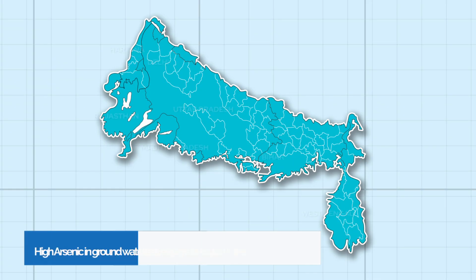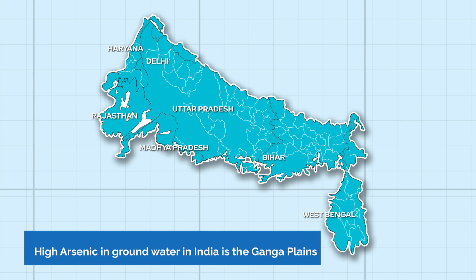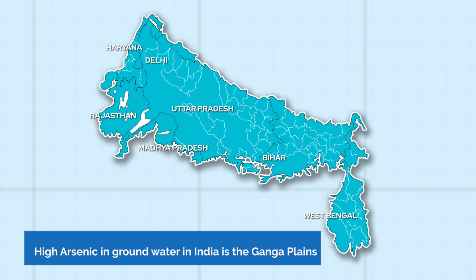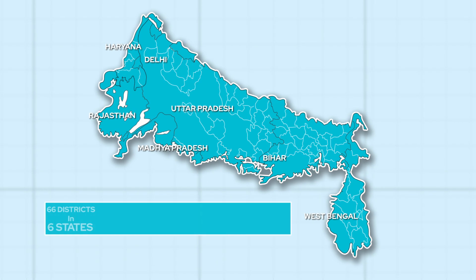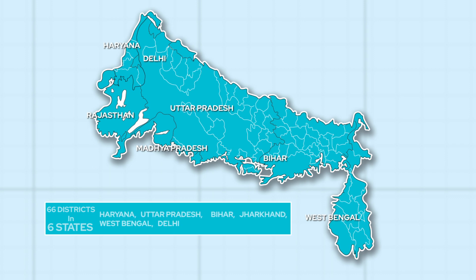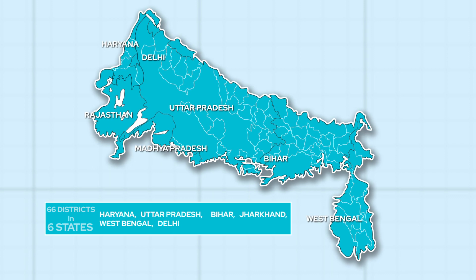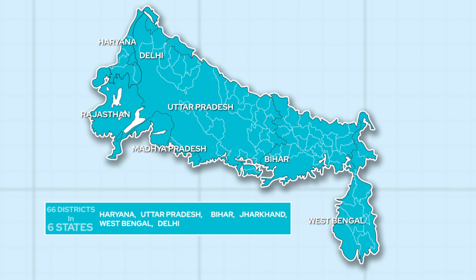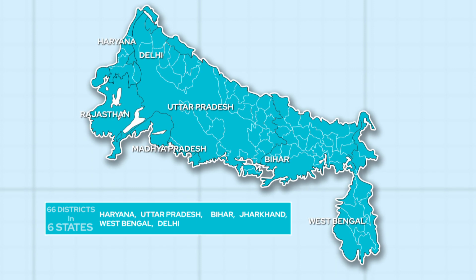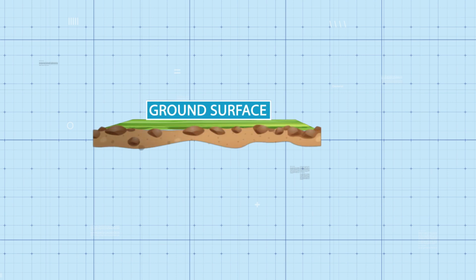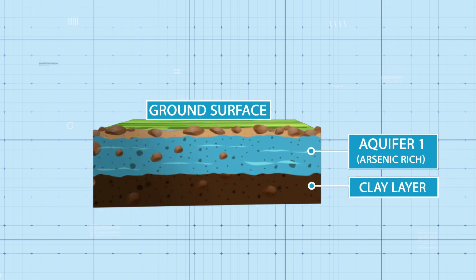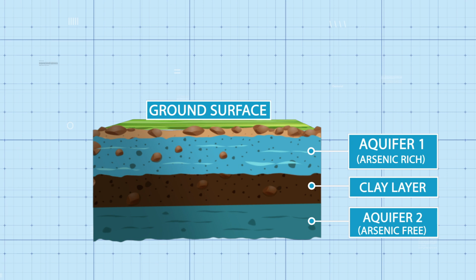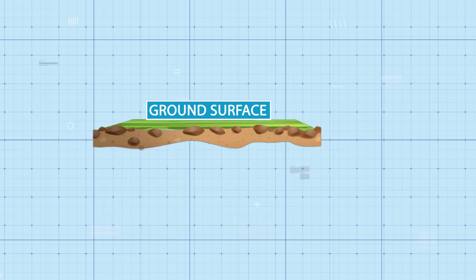The largest contiguous belt of high arsenic in groundwater in India is the Ganga Plains. In this part, arsenic contamination has been reported from nearly 66 districts in 6 states: West Bengal, Uttar Pradesh, Bihar, Jharkhand, Haryana, and Delhi. The recent aquifer mapping studies have helped in delineating multiple aquifers in these areas, and in general, the deeper aquifers are arsenic safe.